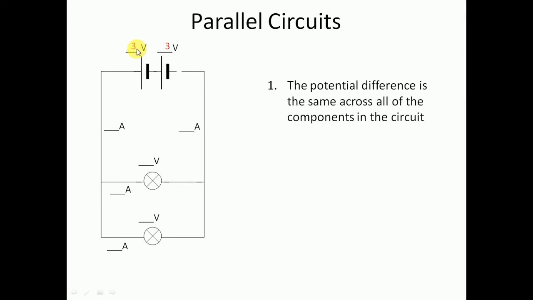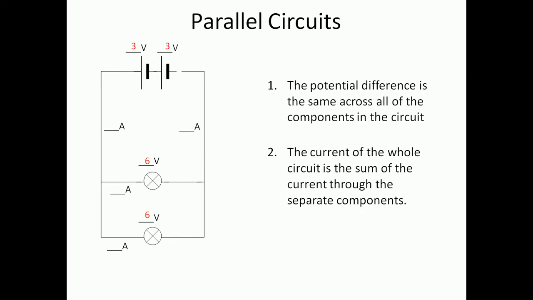Okay. Right then, our next one then is the current of the whole circuit is the sum of the current through the separate components. In other words, it means that the current splits. So this is the opposite to series circuits. In series circuit, the current was the same all the way through, but the potential difference was split, whereas in a parallel circuit, the potential difference stays the same. It's the same as the supply, but the current splits.